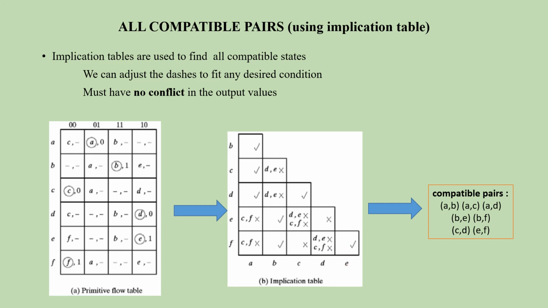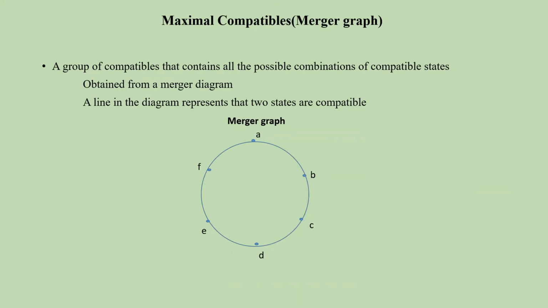Once again, compatible pairs, how can we reduce it to a minimal number of variables? Ultimate aim is reduction, right? So how to obtain the maximum compatibles? That is done by using a graph called a merger graph. What is a merger graph? A group of compatibles that contains all the possible combinations of compatible states obtained from a merger diagram. So how to draw a merger graph or a merger diagram?